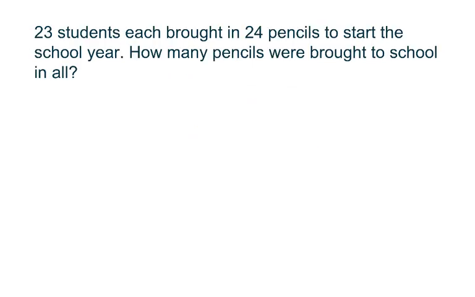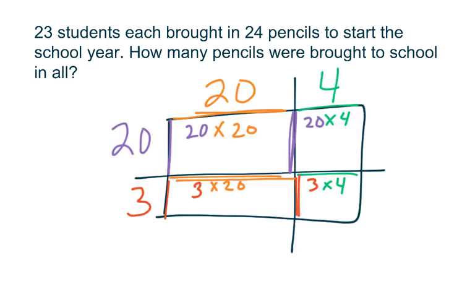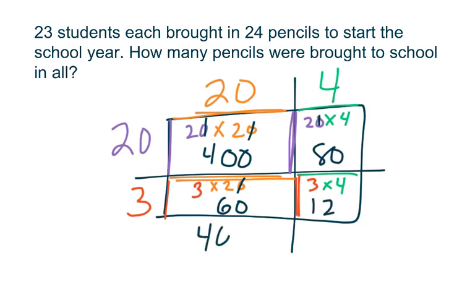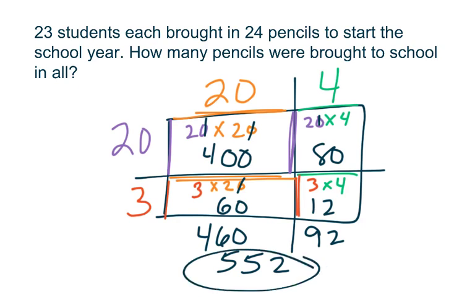Here's another word problem. 23 students each brought in 24 pencils to start the school year. How many pencils were brought in to start the school year? Okay, go ahead and solve this problem using the area model. Your area model should look something like this. When we cross those zeros out, we get 400 as that partial product, 60 as that partial product, 80 there, and then 12. When we add, we get 460 plus 92. When we add that together, we get 552. That's how many pencils were brought into school in all.